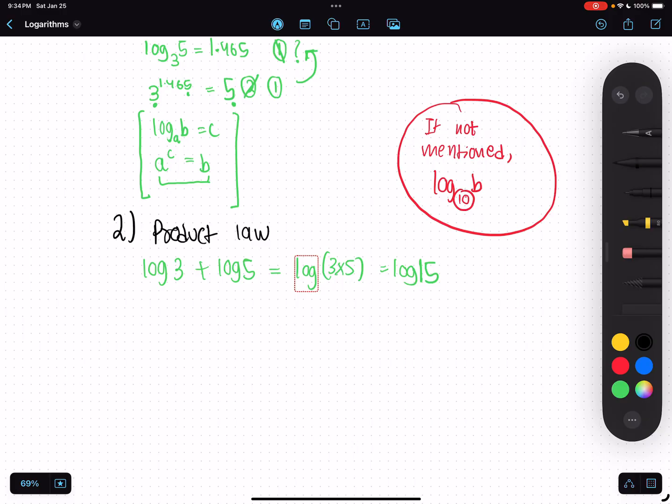That is the product rule. So we're going to write log a plus log b is equal to log ab. That's the rule.